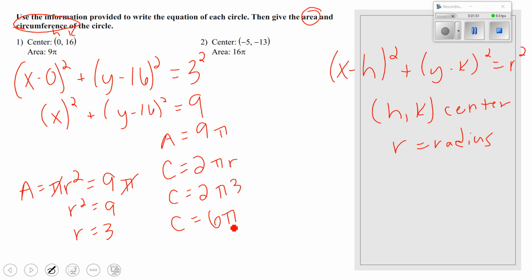Now these problems are from your worksheet, so I just did number 1 for you, and I'm going to let you try number 2 on your own.